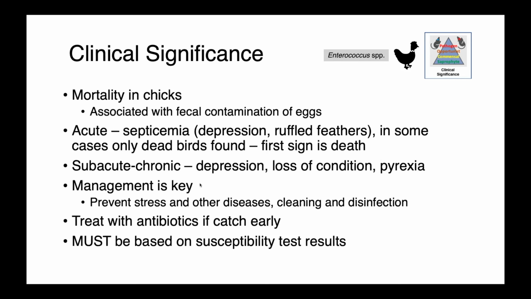Management is really the key factor in dealing with enterococcosis in poultry: preventing stress and other diseases, particularly other immunosuppressive diseases, and ensuring that the barn is cleaned and disinfected. You can treat individual animals with antibiotics if caught early, but it must be based on susceptibility test results.